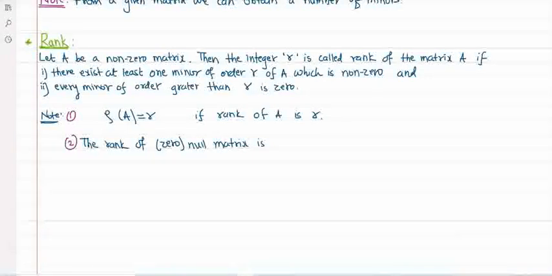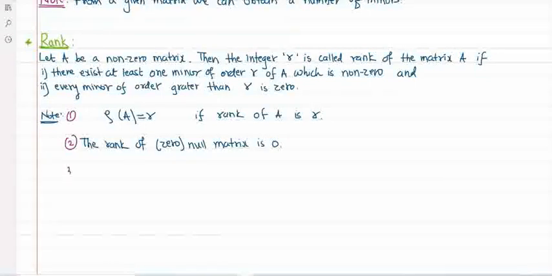Yes, Ayushi, what can you say? The rank of a zero matrix, guess what will be the answer? 0. Yes, obviously. Because there is no non-zero minor, all elements are 0. That means every minor of order 1, order 2, order 3 is 0. So that's why the rank of a zero matrix is 0.